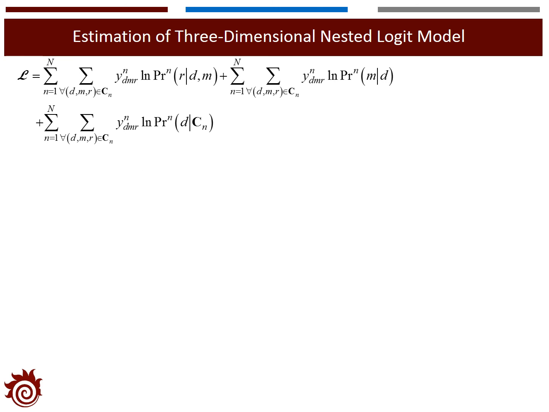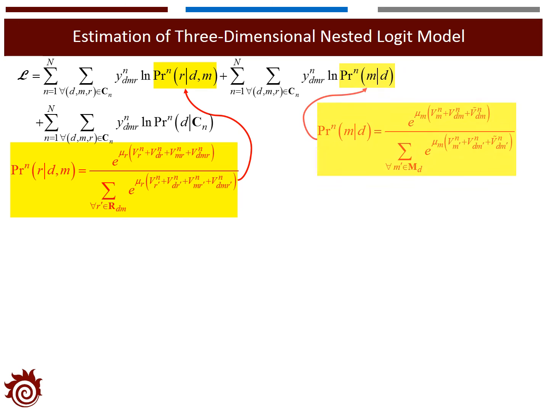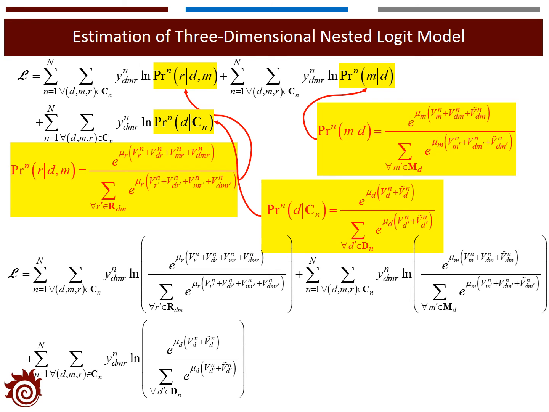For the first term, it's only related to the conditional probability of R given D and M, and we have the expression for this conditional probability. The second one is only related to the conditional probability of M given D. We also have the expression for M given D. And the last one is the marginal probability for destination D, which we already derived the expression for. And this will be the full expression of the log likelihood function for the 3-dimensional nested logit model.